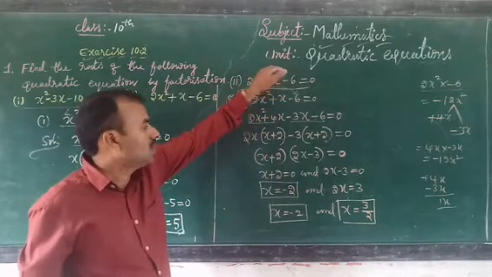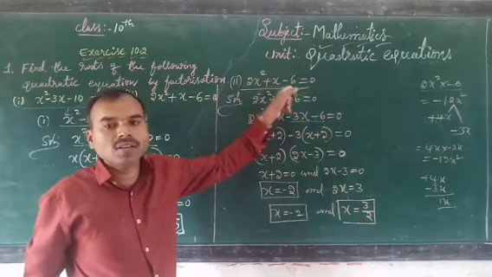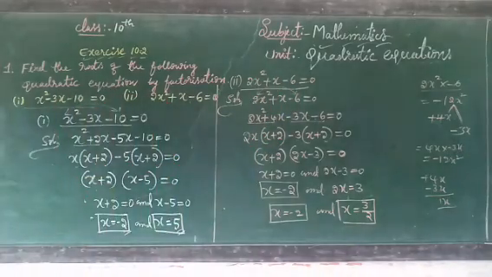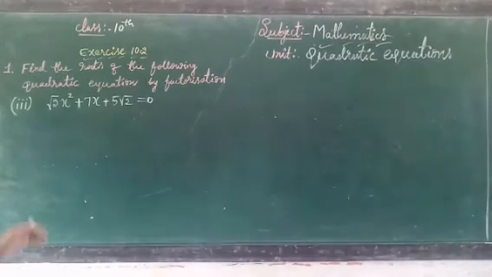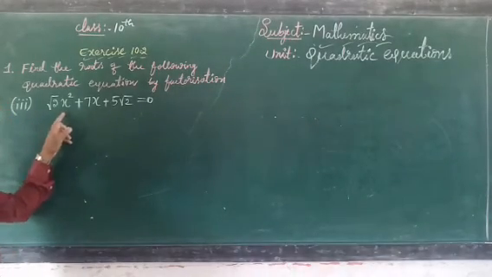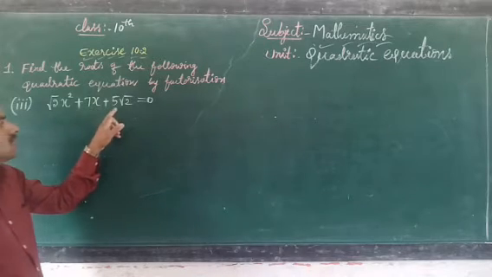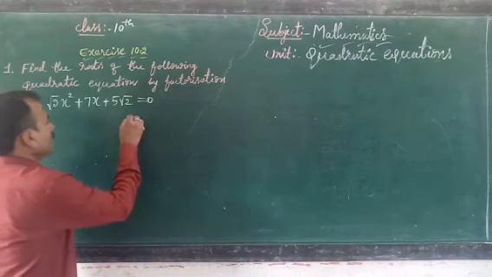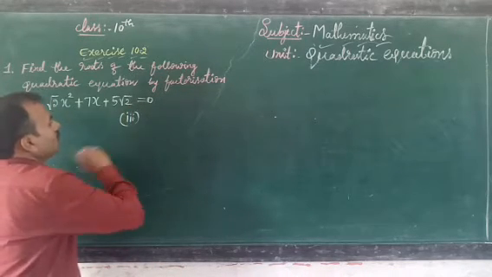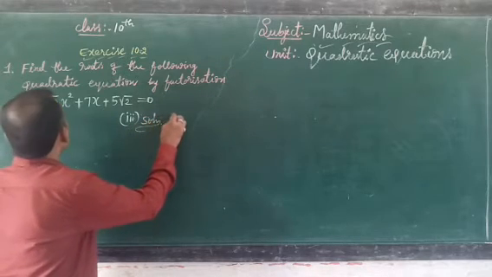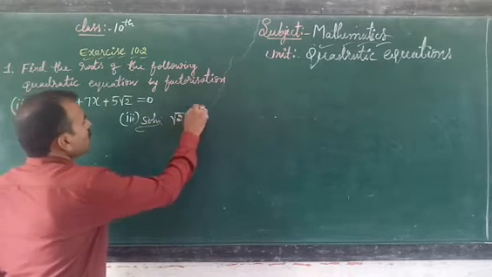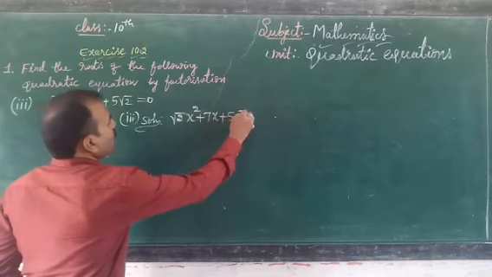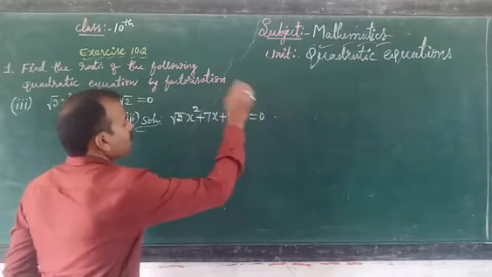We find the roots here by using the method of factorization. Now take the third one, root 2x square plus 7x plus 5 root 2 equals 0. I write once again the solution for the third problem: root 2x square plus 7x plus 5 root 2 equals 0.